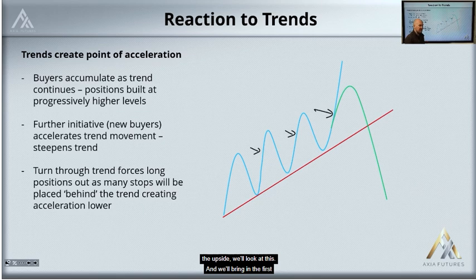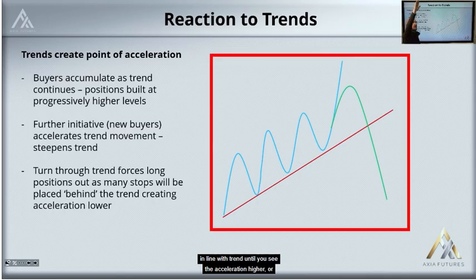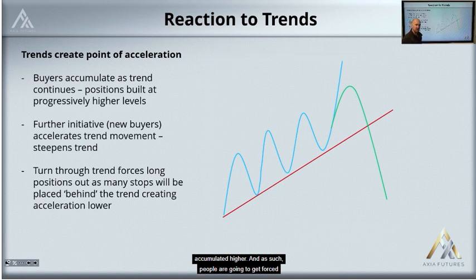We'll look at this and we'll bring in the first pattern trade as we move towards the end of trend lines in a moment, and bring in the understanding of looking at the difference here and what the implications of this are for a further progression of a trend type move or reversal of trend type move. That's what you're looking for in terms of reaction. You're looking to either continue holding position in line with trend until you see the acceleration higher, or you're looking to play the break on the understanding that positioning is getting constantly accumulated higher, and as such, people are going to get forced out of trades once the market turns to the downside.